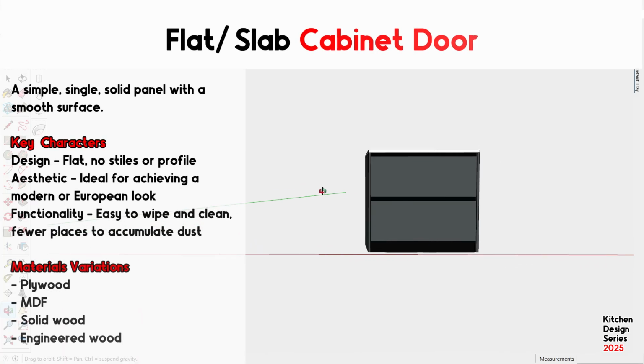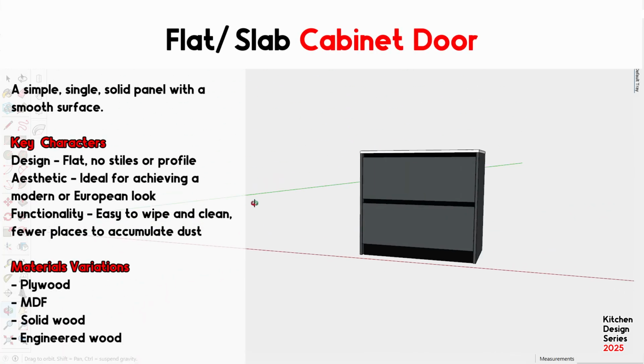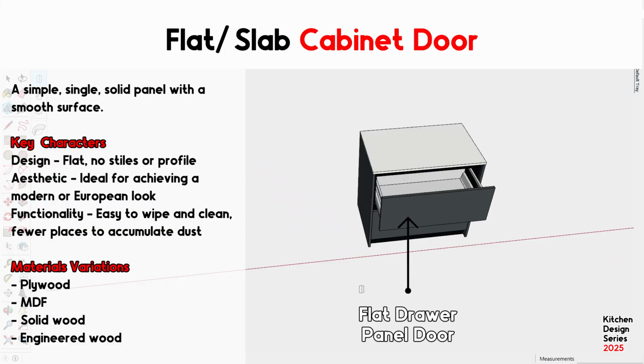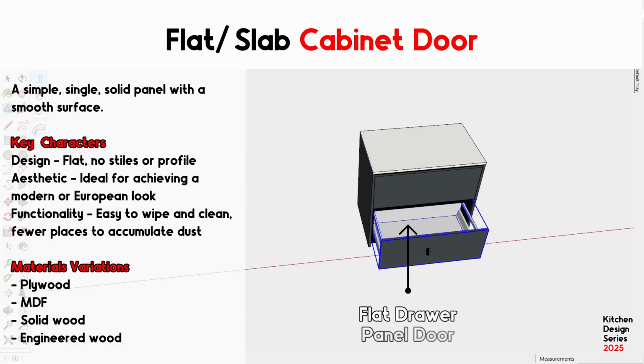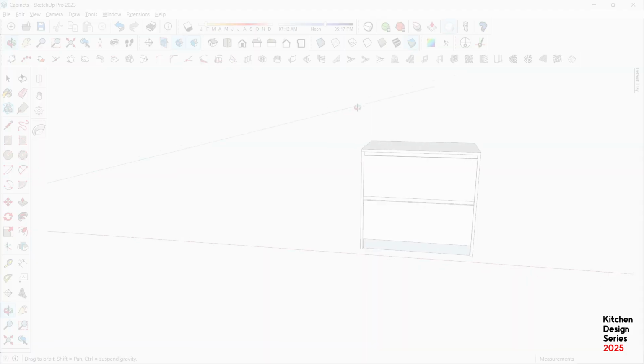Next, we're talking about our flat or our slab doors. These are for modern kitchens. They are clean, minimalistic, and sleek, like I said. And these are the basis of contemporary kitchen designs.